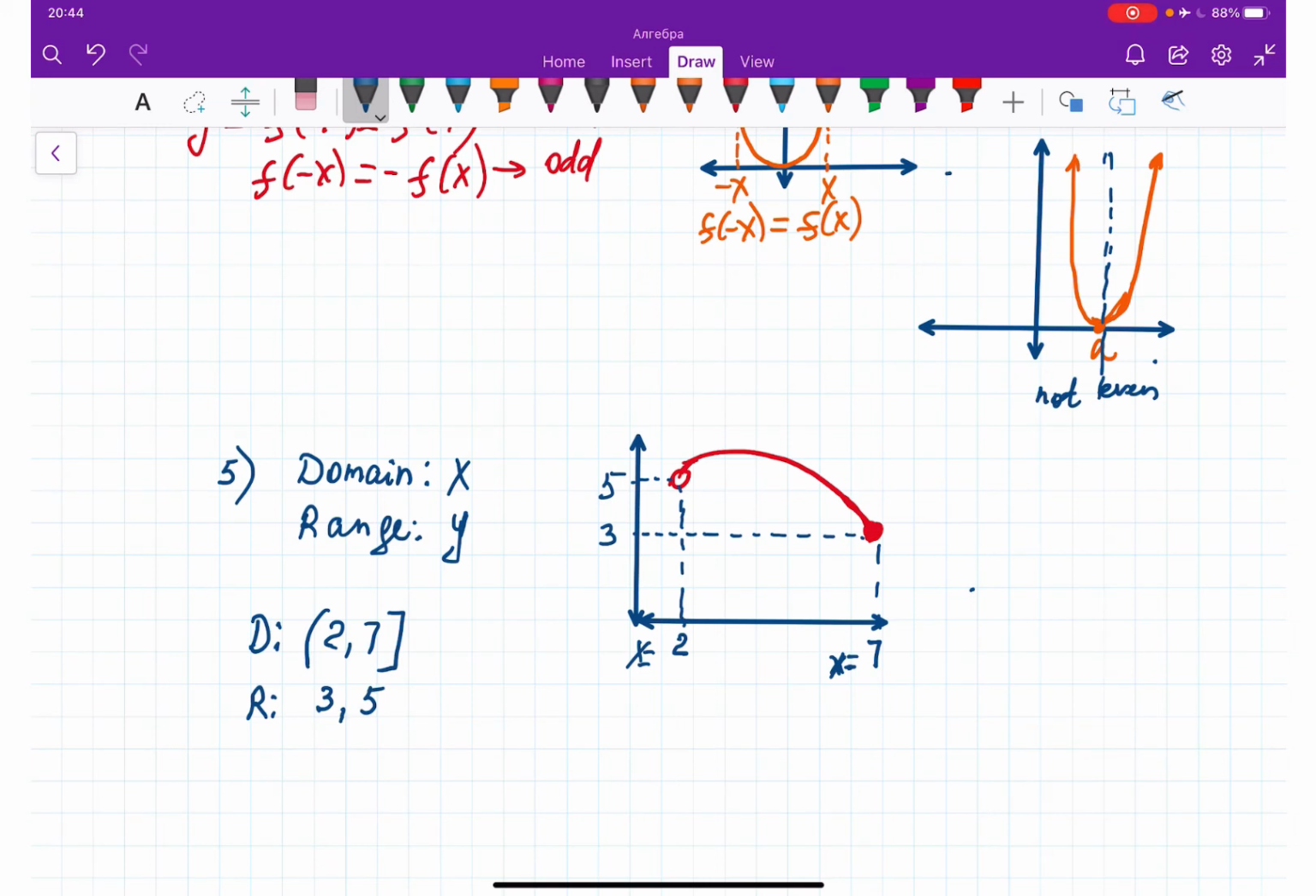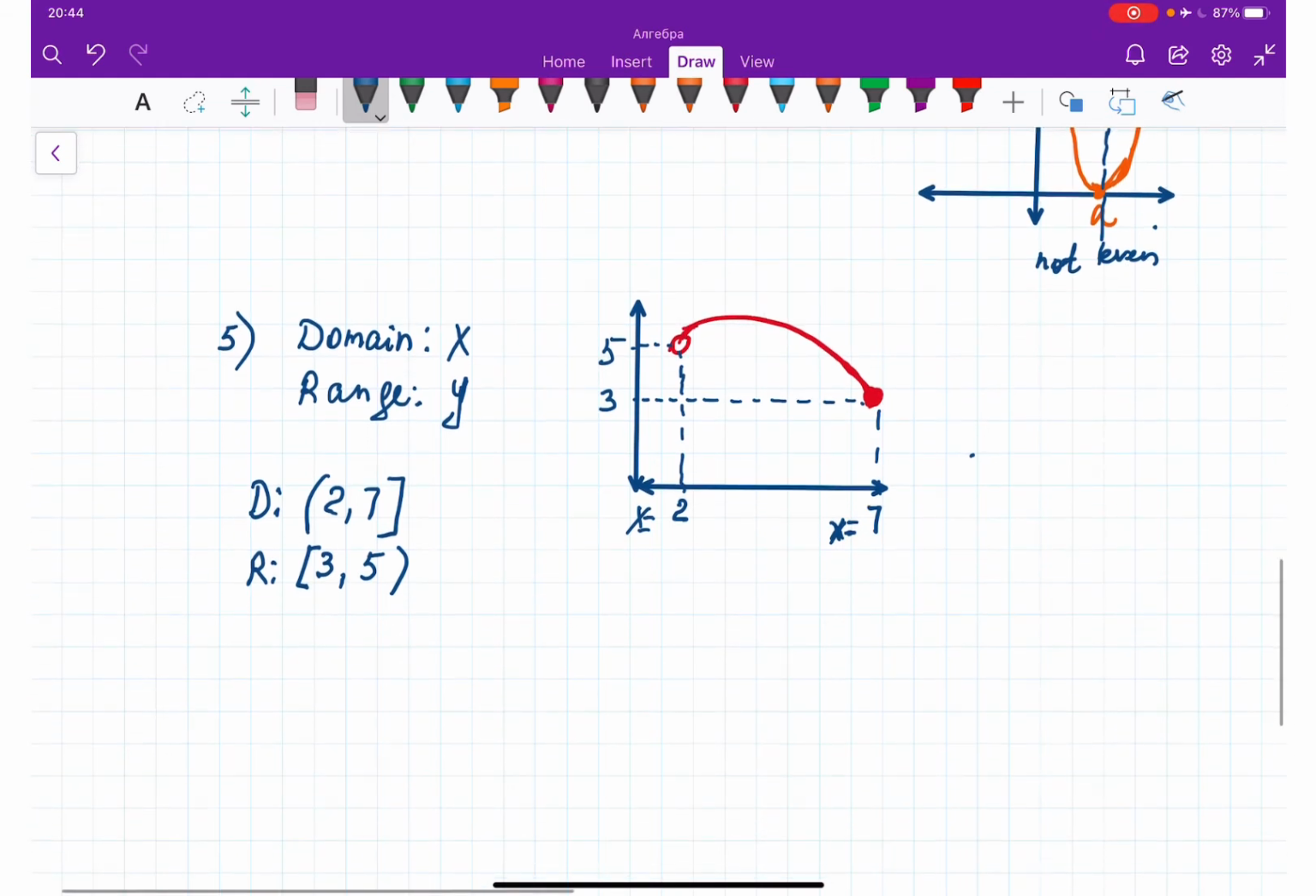Plus 3 is included because we have a solid circle, so it's going to be a square bracket. And 5 is an empty circle, which means 5 is not included, so I put parentheses. And this is your range. Let's do a couple of other cases. Let's do this one.